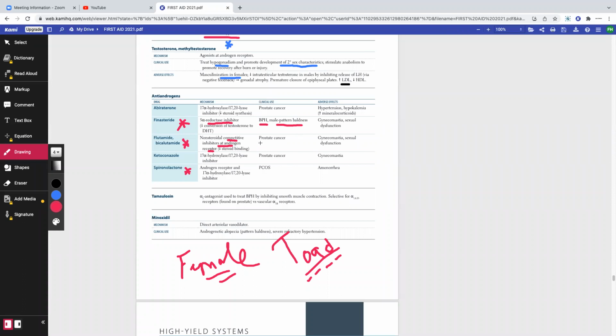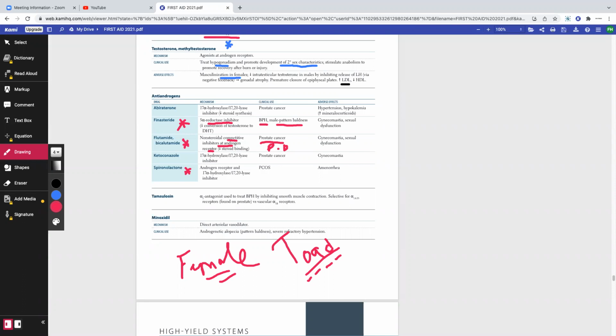So flutamide is given for prostatic carcinoma. Do you remember we also give another drug for prostatic carcinoma? What was the name of the drug that starts with D? Degarelix, very good. So there's another drug that we can give, that is flutamide.